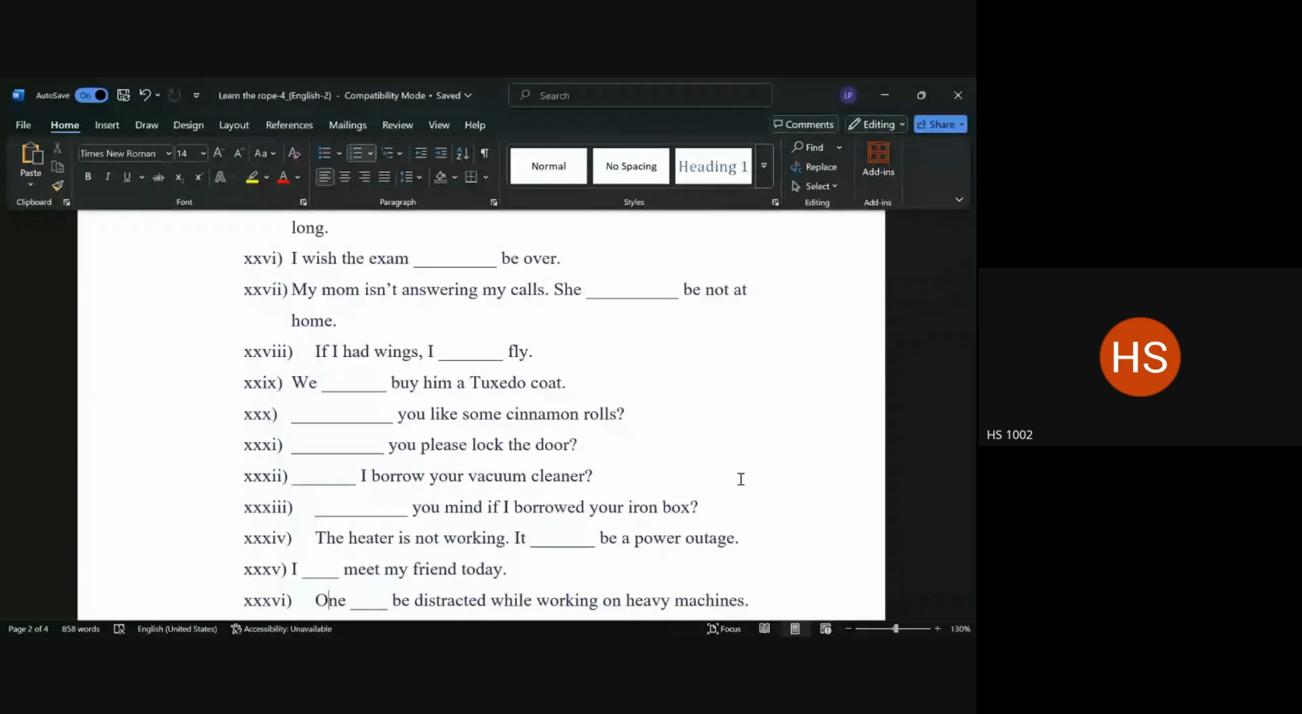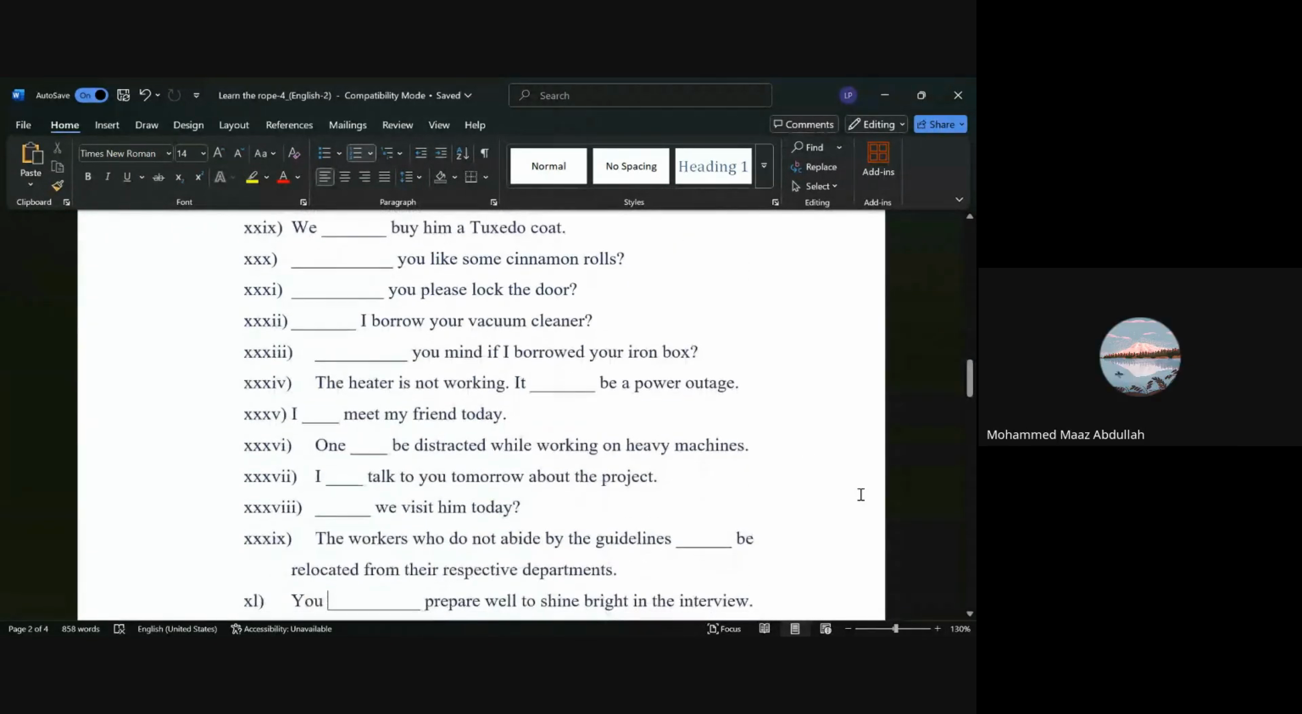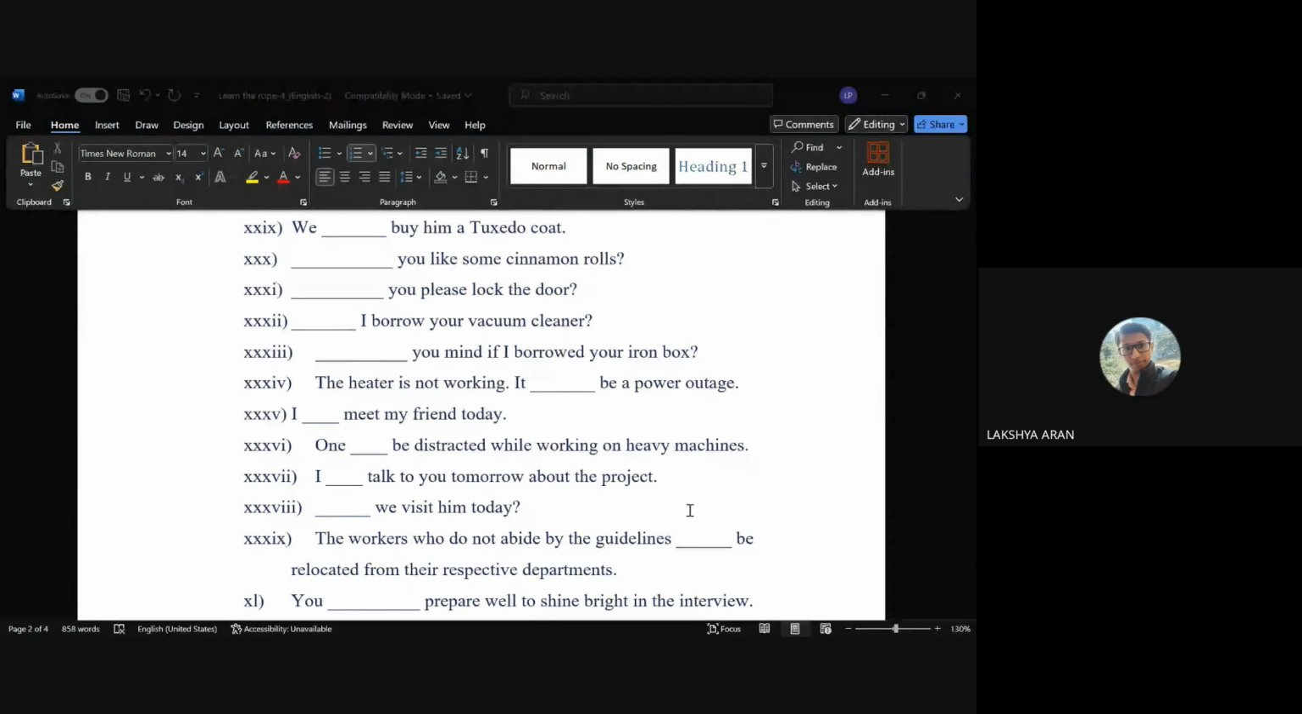Hypothetical. We dash buy him a tuxedo coat. Could, want to, will. We could buy him a tuxedo coat is fine. Other answers? Ma'am, will. Will is appropriate, I think. Promise. We will, okay, will is also fine. We could is fine. Want to, being intention. Must is also an answer if there is a necessary obligation there.